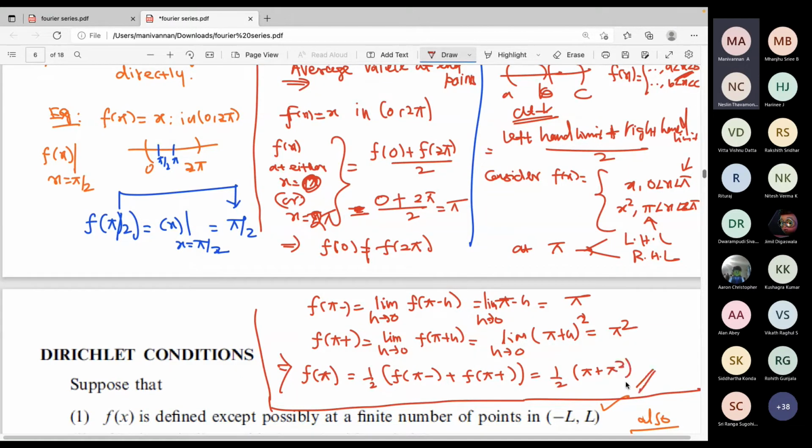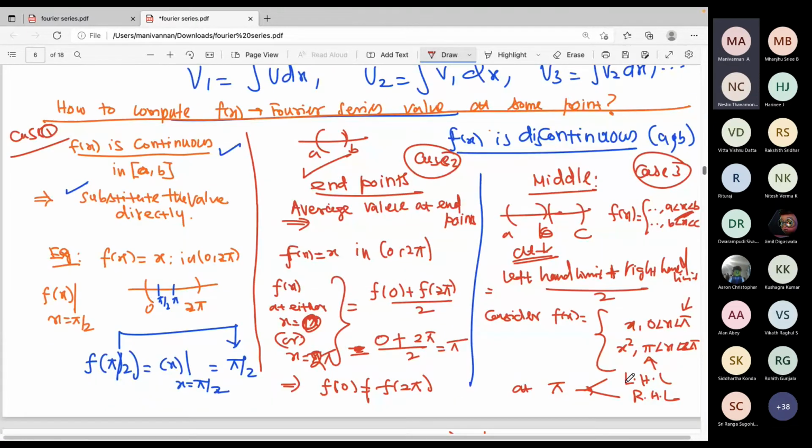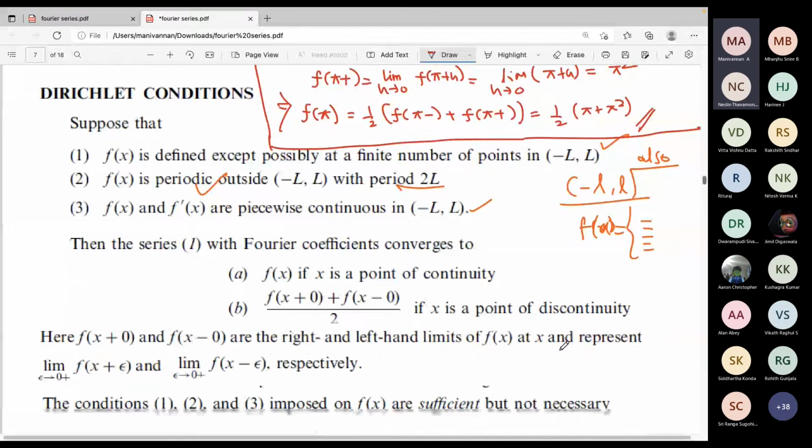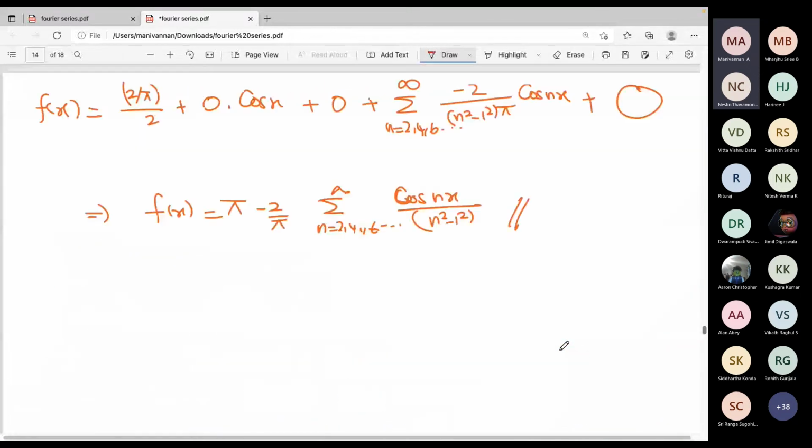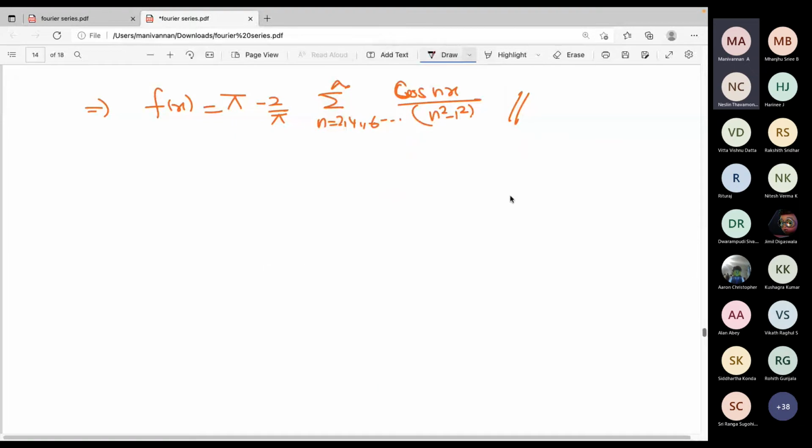So in 3 ways here we are going to compute the function. One is the continuous case, and another is the discontinuous form at the end point, either a or b. The formula is the same, f of a plus f of b by 2, the average value. And if it is at the middle point of the function, then we evaluate the left hand limit and right hand limit. So what is the advantage of this one? Why are we studying it? That is the next case. Due to insufficient time, let us consider this problem.